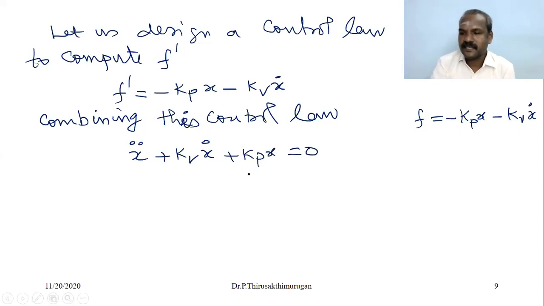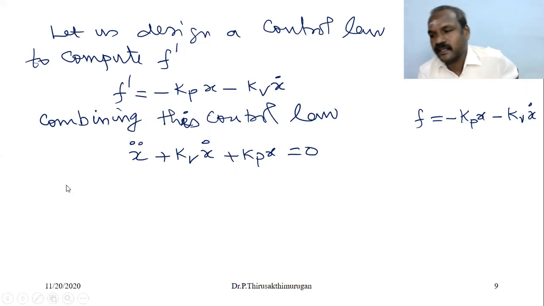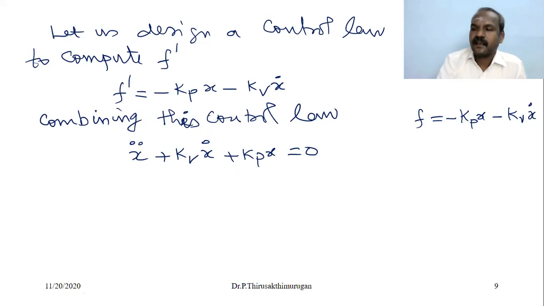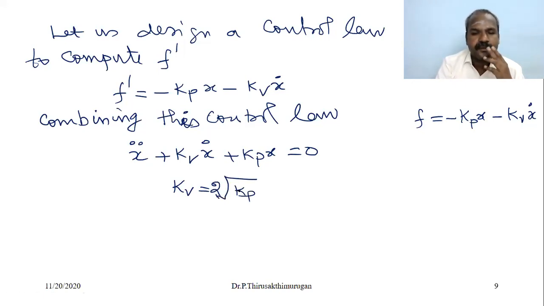Using this methodology, setting the control gains is very simple and is independent of the system parameters, namely what? The Kv equal to 2 root Kp.